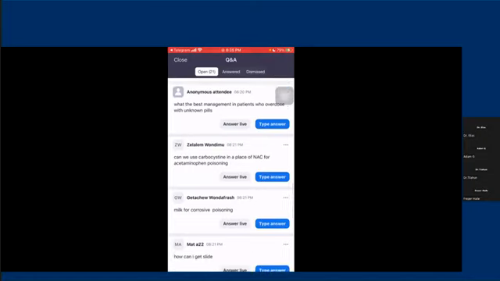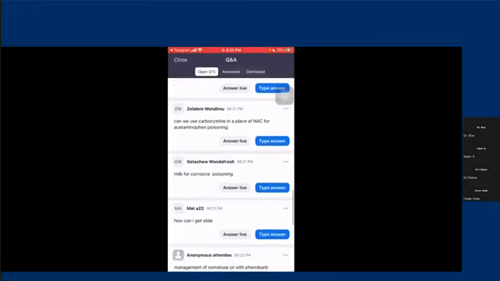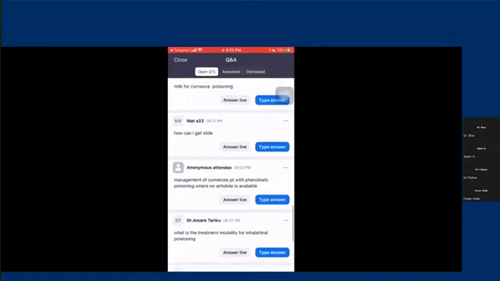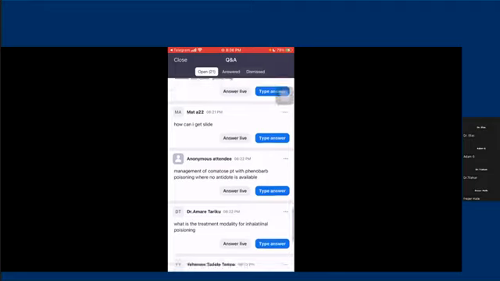Can we use carbocysteine in place of N-acetylcysteine for acetaminophen? I have no experience with carbocysteine, so I cannot comment on that. Management of a comatose patient with phenobarb poisoning where no antidote is available? Phenobarb has no antidote. Rather, as I said, phenobarb is one of the dialysable medications. So please don't forget to consider sending the patient for dialysis if you suspect phenobarb. And if you have sodium bicarb, you can give it for urinary alkalinization.